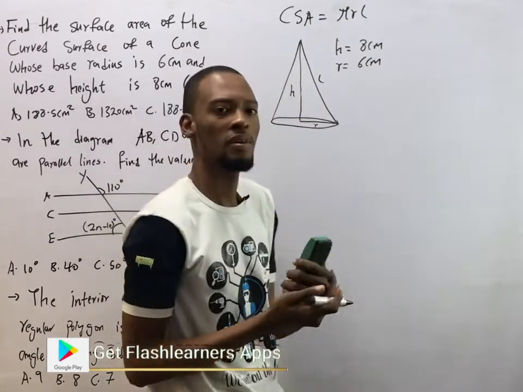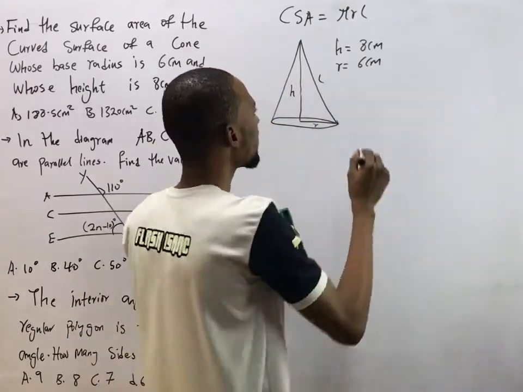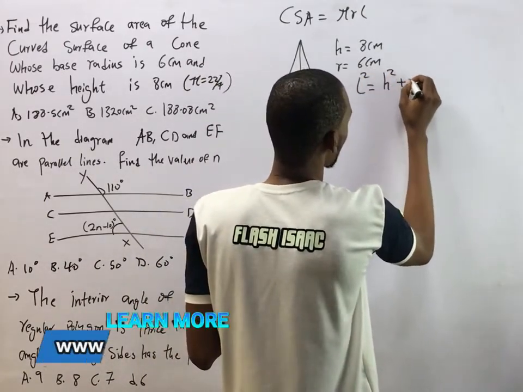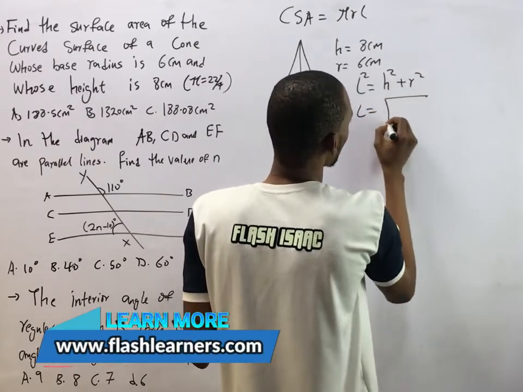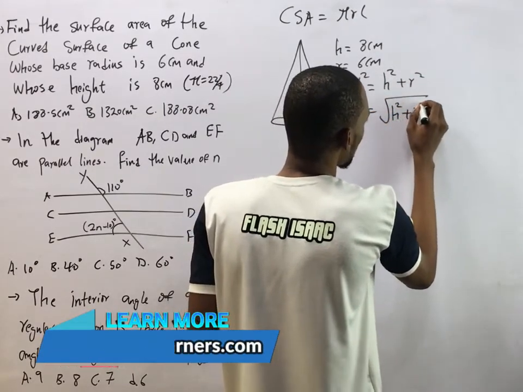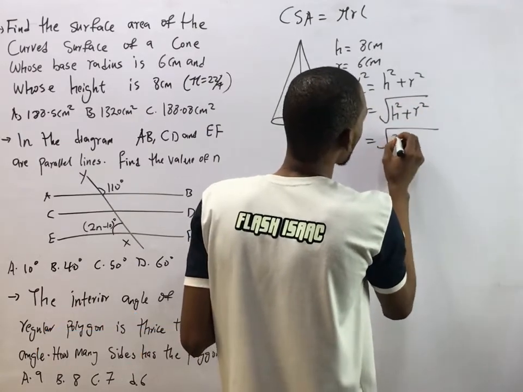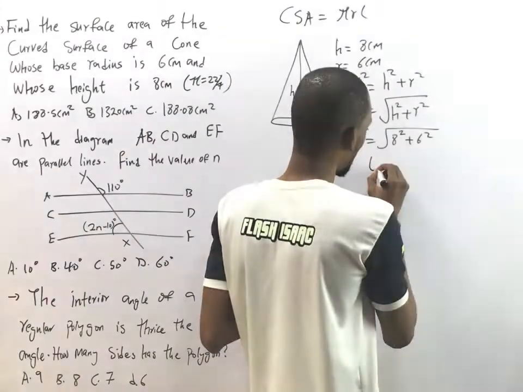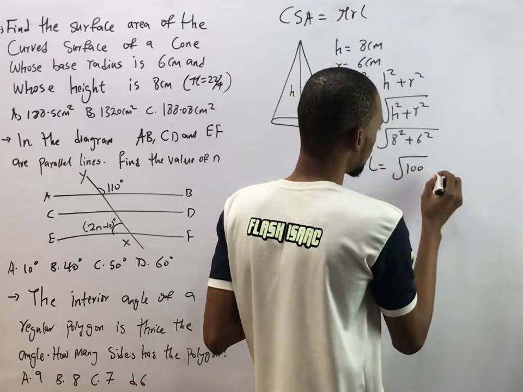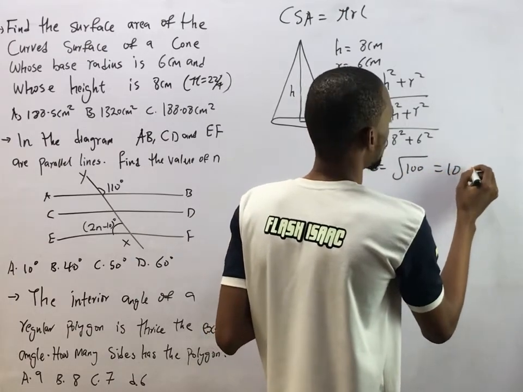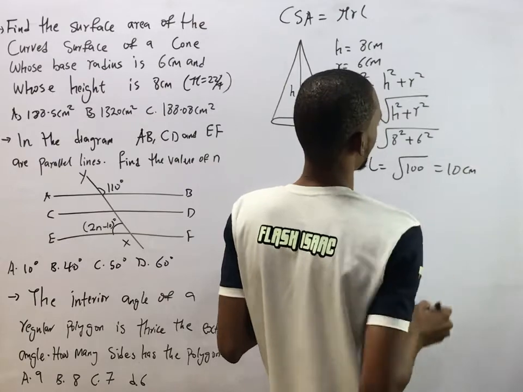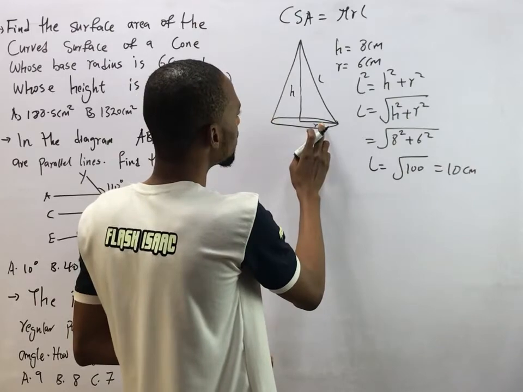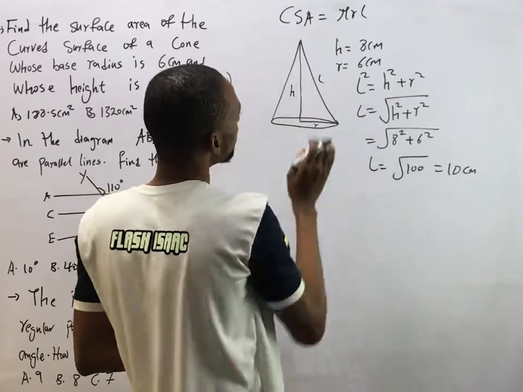We can get L from Pythagoras theorem, where L square is equal to h square plus r square. L is equal to the square root of h square plus r square. This will give you 8 square plus 6 square. L is equal to the square root of 100, which is equal to 10. So L is 10 cm. So that is the value of L. So here is 8, here is 6, and here is 10 cm.